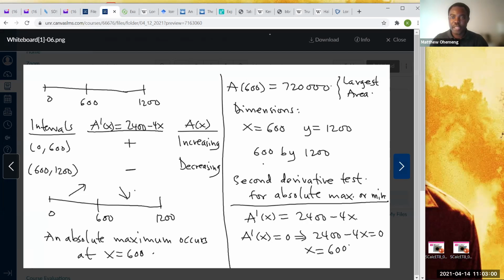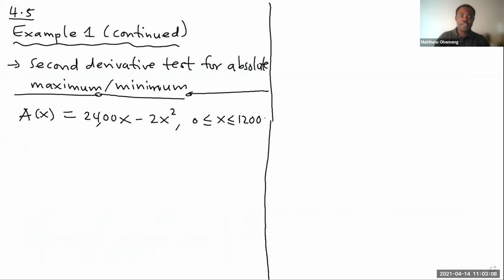The last thing that we couldn't get time for was the second derivative test. So that's what I'm going to talk about today. Let me move to the whiteboard. So I'm starting from here, right? We have this function that we are trying to optimize on this interval. Now, when you're trying to use the second derivative test, the first thing you have to do is find the critical points, right? So we do that by finding A prime, which will be equal to 2400 minus 4x. And then from here, we set this equal to 0.